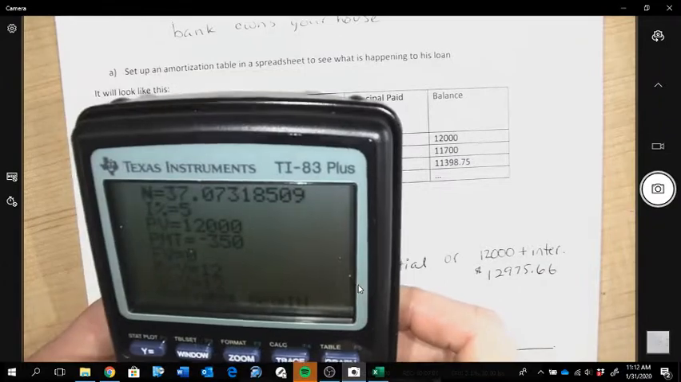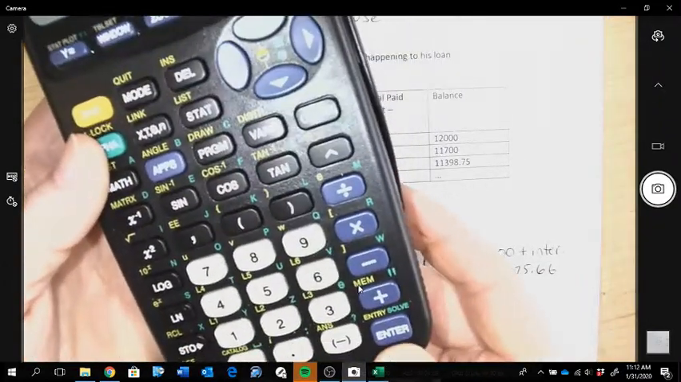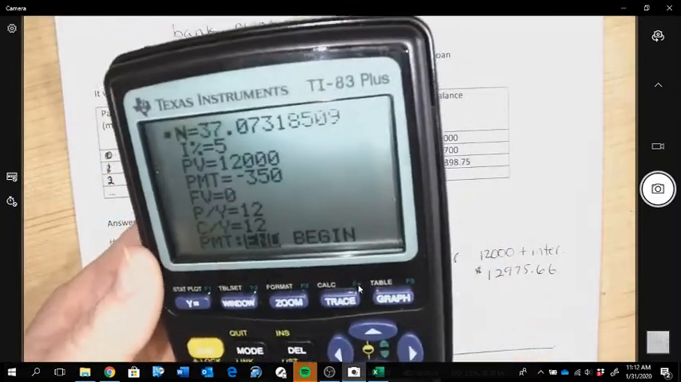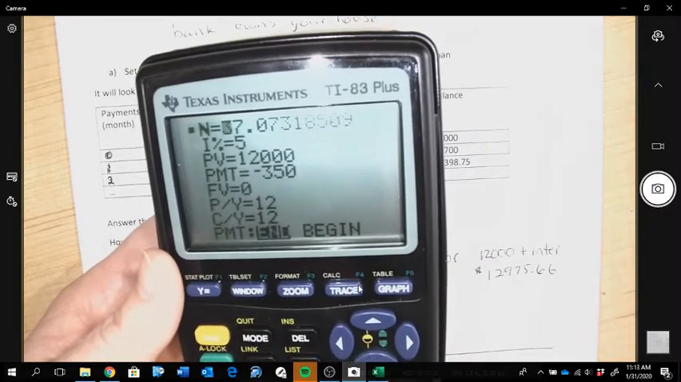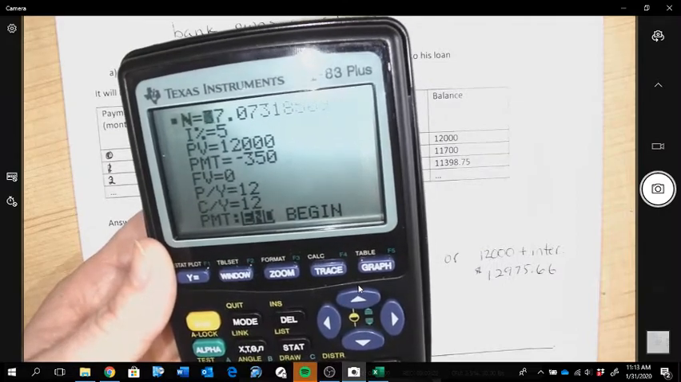Okay, so we're going to go up to the N. So you're going to push the alpha button and then enter because it's going to say solve. So solve, and it should say 37.073. So you can see that we made 37 full payments and then we'll make a partial payment, right?